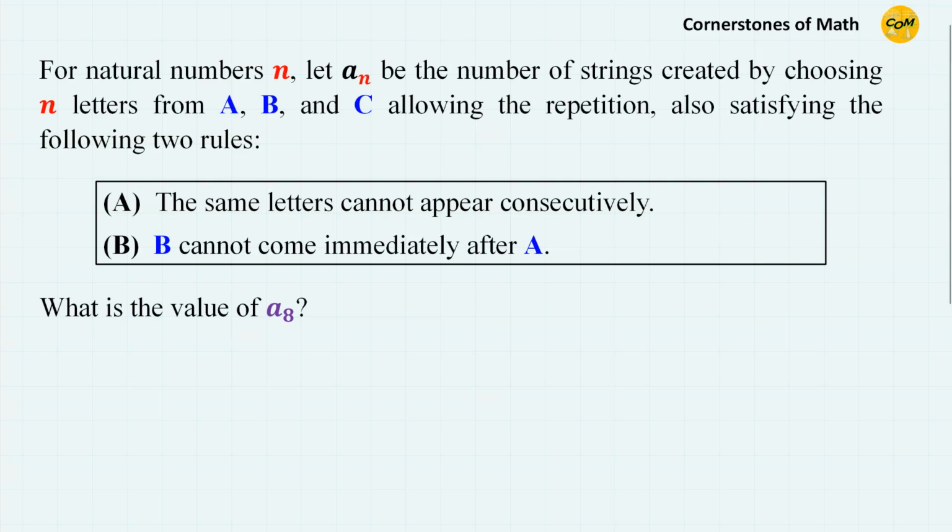So the problem says, for natural numbers n, let a_n be the number of strings created by choosing n letters from A, B, and C, allowing the repetition, also satisfying the following two rules. A, the same letters cannot appear consecutively. B, the letter B cannot come immediately after the letter A. What is the value of a_8?